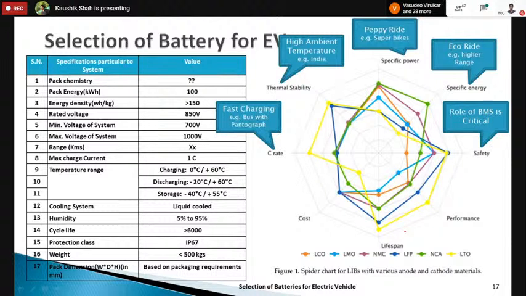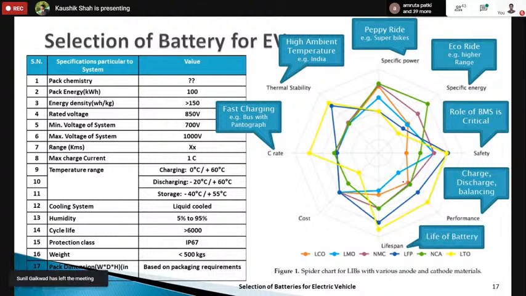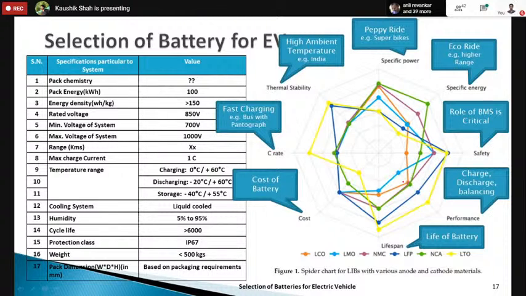LFP and LTO win over the other cells. Performance wise, if you look at charge, discharge, balancing, etc., LTO is better, LFP better, and then the other chemistries come. So performance wise, you can see what the advantage is. Life of the battery, definitely LTO, as I mentioned earlier in the graph also, is pretty good as compared to others. Cost of the battery, if you look at LFP and other cells, they are pretty good, but this is a general guideline. Whatever you see here is general.